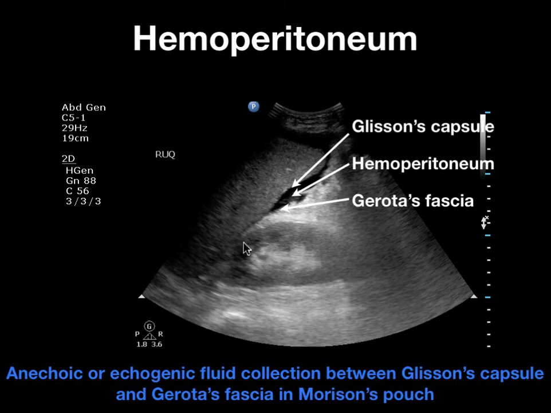And here's a patient with a positive right upper quadrant window. You can see here's liver, here's kidney, here's perinephric fat. So this is true capsule of the kidney. This is Gerota's fascia. This is going to be Glisson's capsule surrounding the liver. And here you've got hemoperitoneum surrounding the liver here and interacting with bowel here. So this was a positive right upper quadrant window.